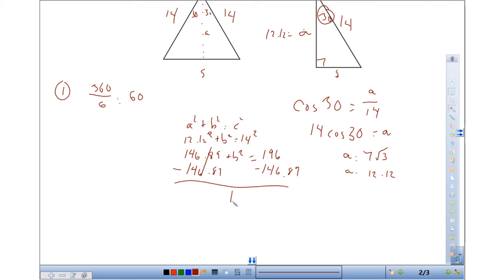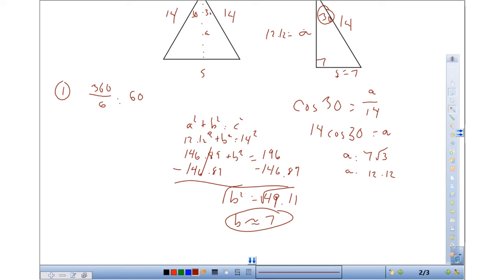So that means b squared is going to be equal to, when I subtract those, 49.11, and then I have to square root. So that's approximately 7. So my side length is approximately 7.